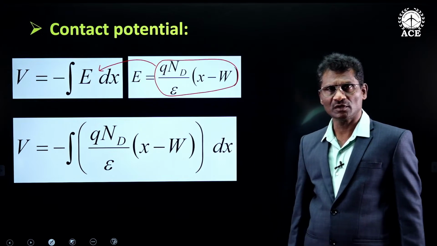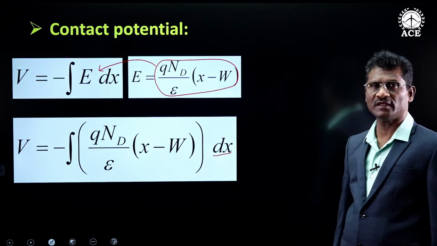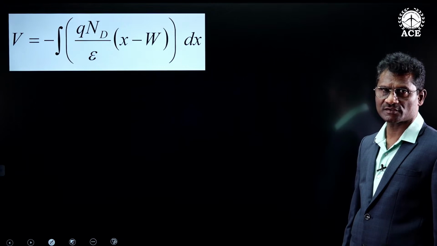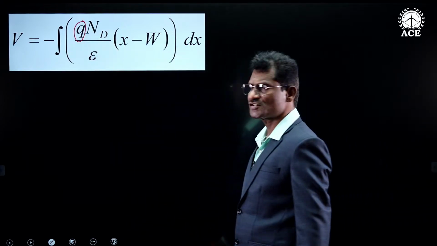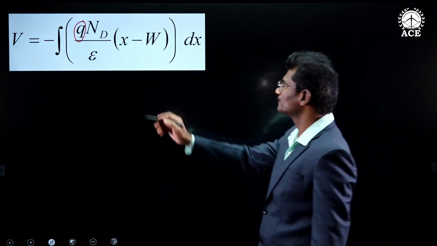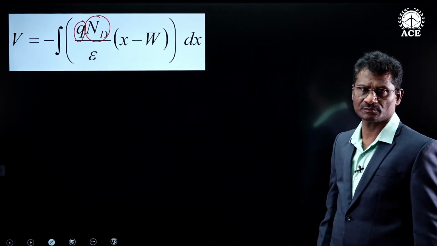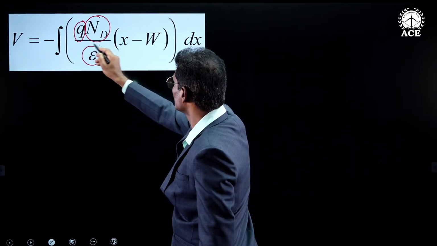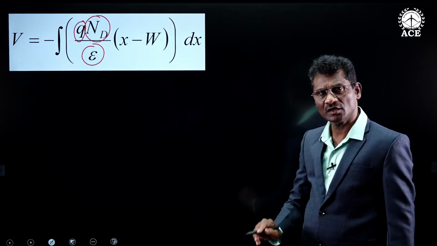Now if you can observe this equation, we are differentiating it with respect to distance dx. Q, as I said earlier, is charge. It is constant with respect to distance. Nd, donor concentration, is also a constant. Epsilon, permittivity, is also a constant.